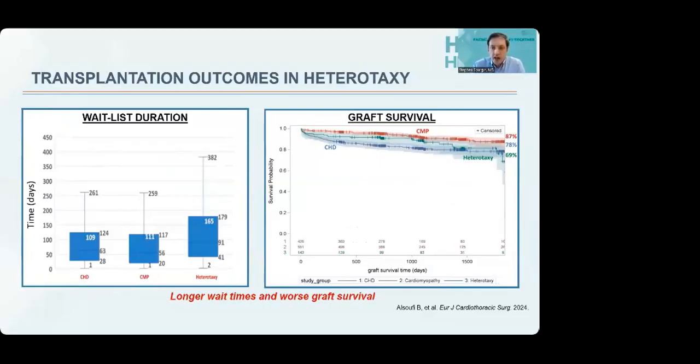Median time on the waitlist for heart transplant was significantly longer, about 91 days for heterotaxy compared to 63 days for congenital heart disease and 56 for cardiomyopathy. And while early outcomes were similar, the 5-year graft survival after heart transplant was lowest in patients with heterotaxy, 69% versus 78% in congenital heart disease and 87% in cardiomyopathy.